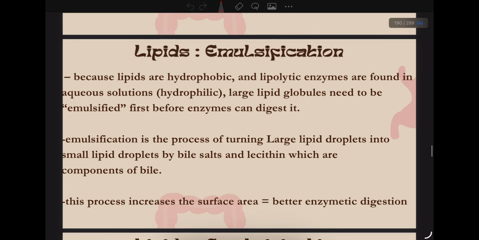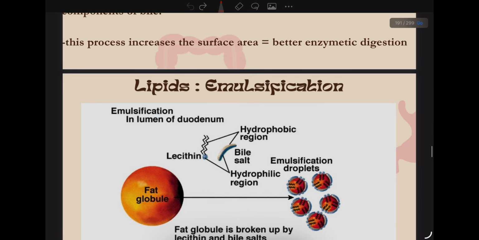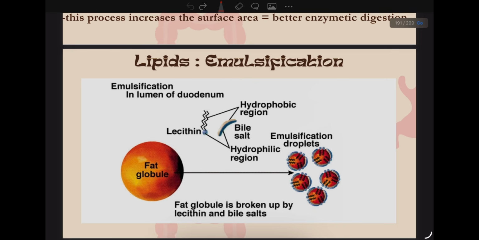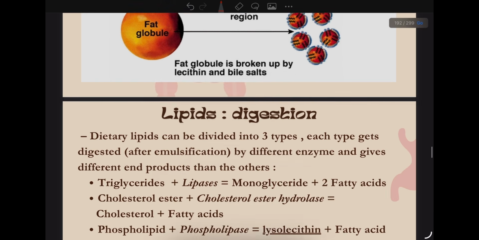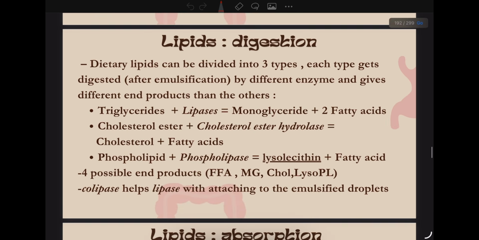Okay, so emulsification: you break down big molecules into small molecules using bile salts and lecithin. Basically these are things that are found in bile, which is secreted. We'll talk about it in its own lecture later. Now, okay, so we did emulsification. What now? Digestion is next.